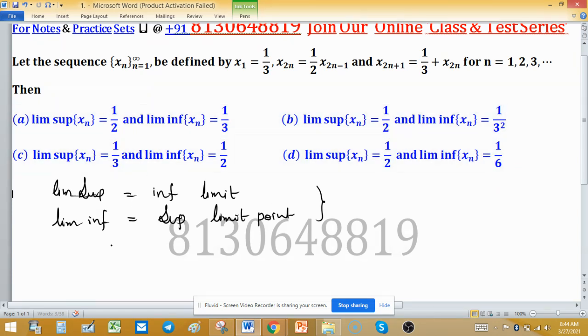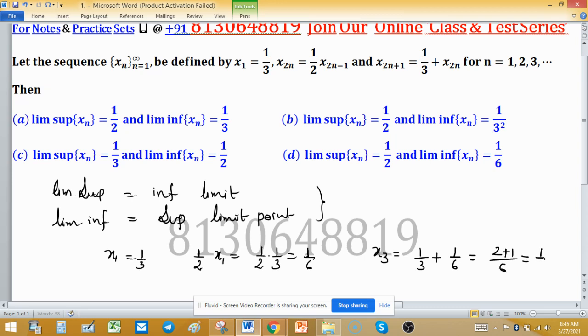Because in this sequence, the first term is 1 by 3, and the second term is 1 by 2 of x1, and x1 is 1 upon 3. So 1 upon 2 into 1 upon 3 is equal to 1 upon 6. x3 is 1 upon 3 plus the previous one. So 1 upon 6 plus 1 upon 3, this is equal to 3 2 is 6 plus 1 divided by 6. This means half.